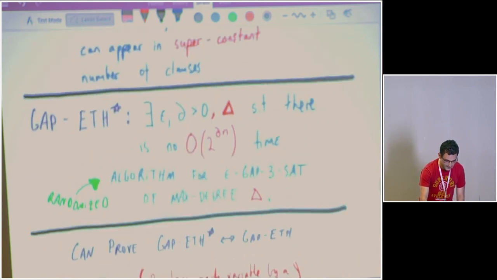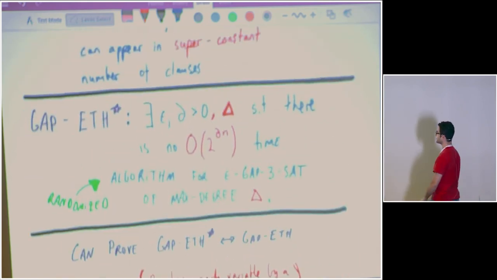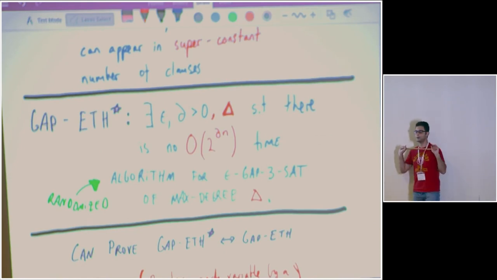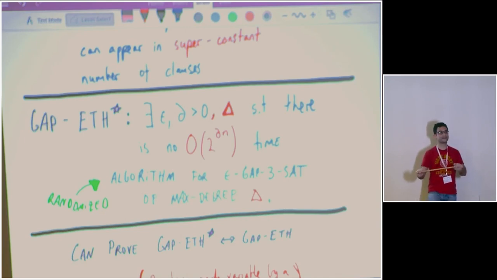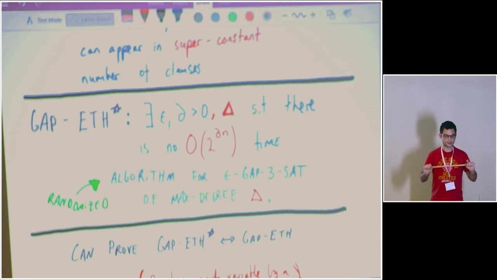So now that we have this wonderful tool, the gap ETH, in fact the gap ETH star, that if I give you a 3-SAT where every variable appears in a constant number of clauses, potentially a large constant, then I cannot, in sub-exponential time, distinguish between satisfiable formulas and ones where at least an epsilon fraction will stay unsatisfied no matter what I do. So assuming this, I would like to prove some parametrized hardness.